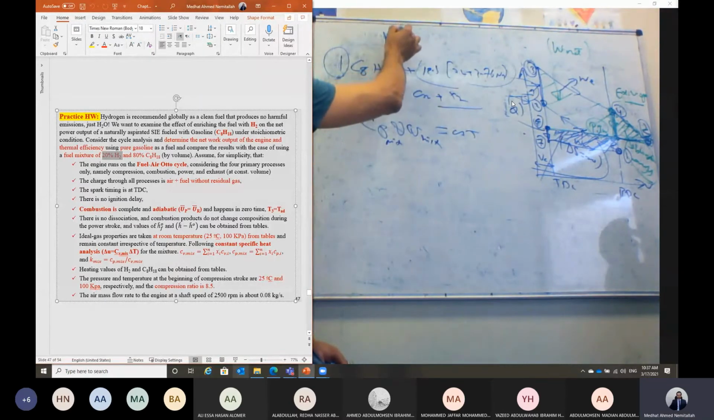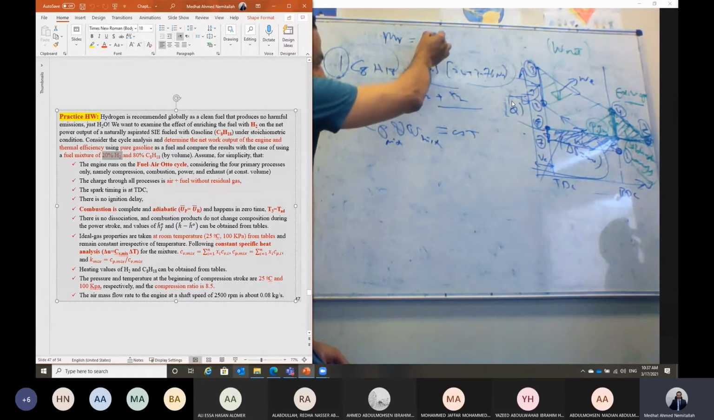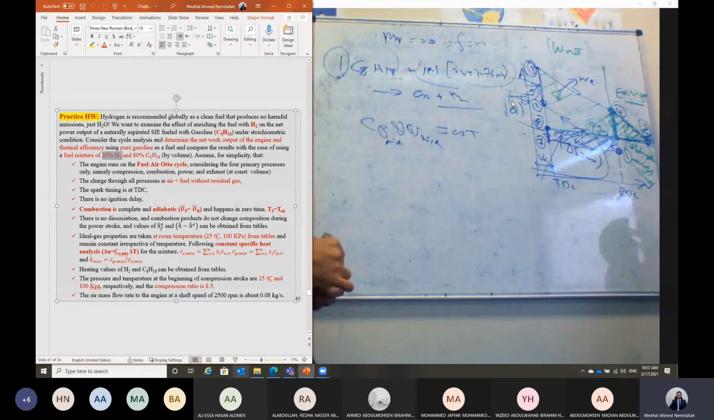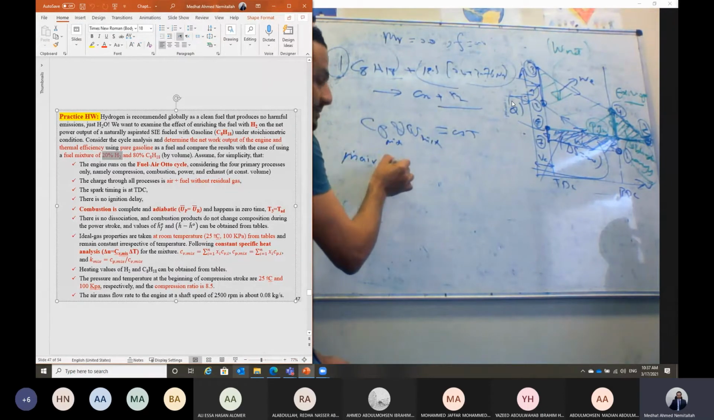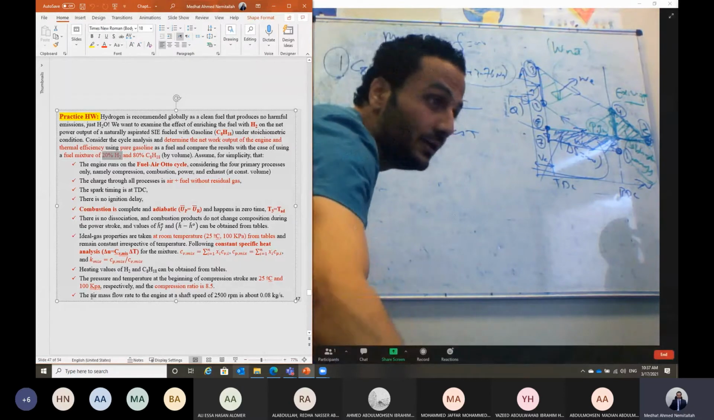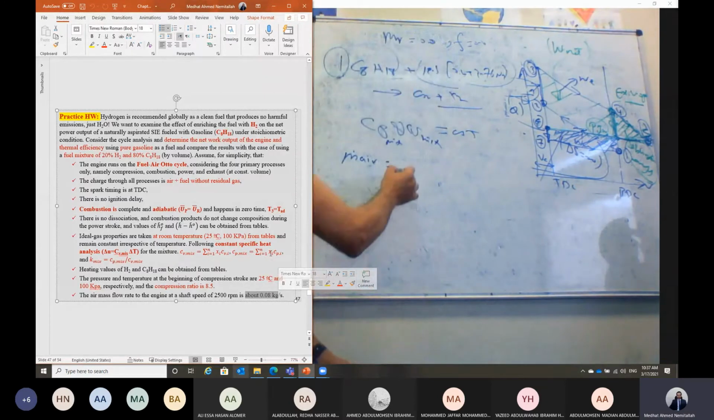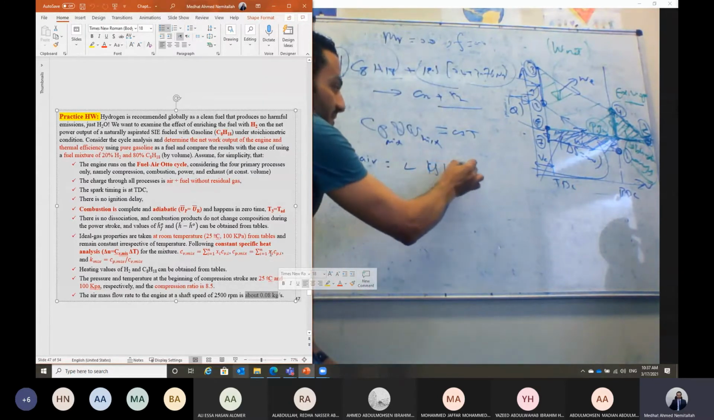Let's assume the residual gas mass is equal to 0, so the residual gas fraction is equal to 0. We don't have residual gas. In this case I give you the mass flow rate of air. It is given to you. You can look here, close to the end: the mass flow rate of air is given in kilograms per second.